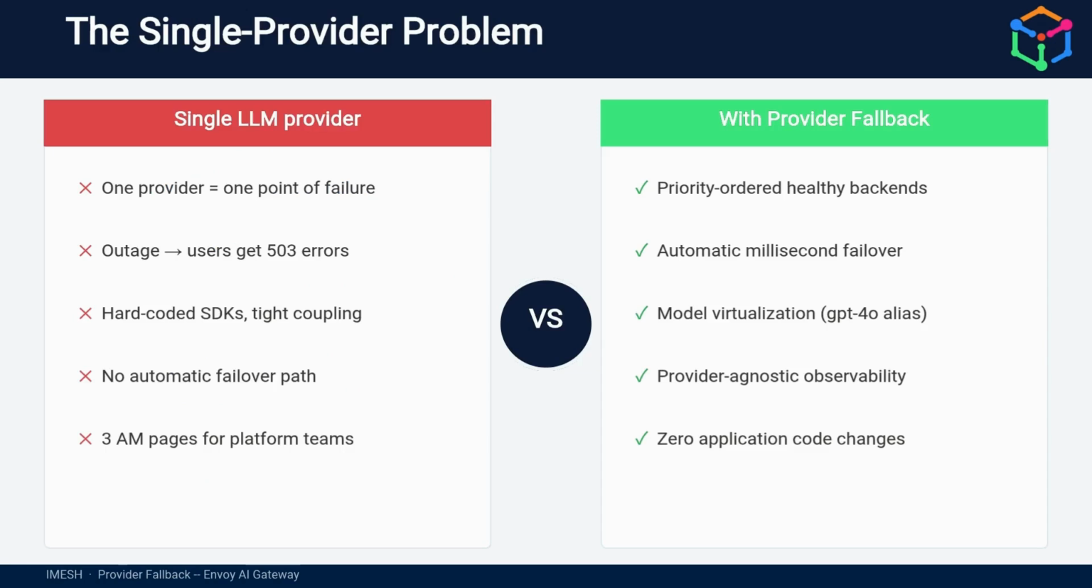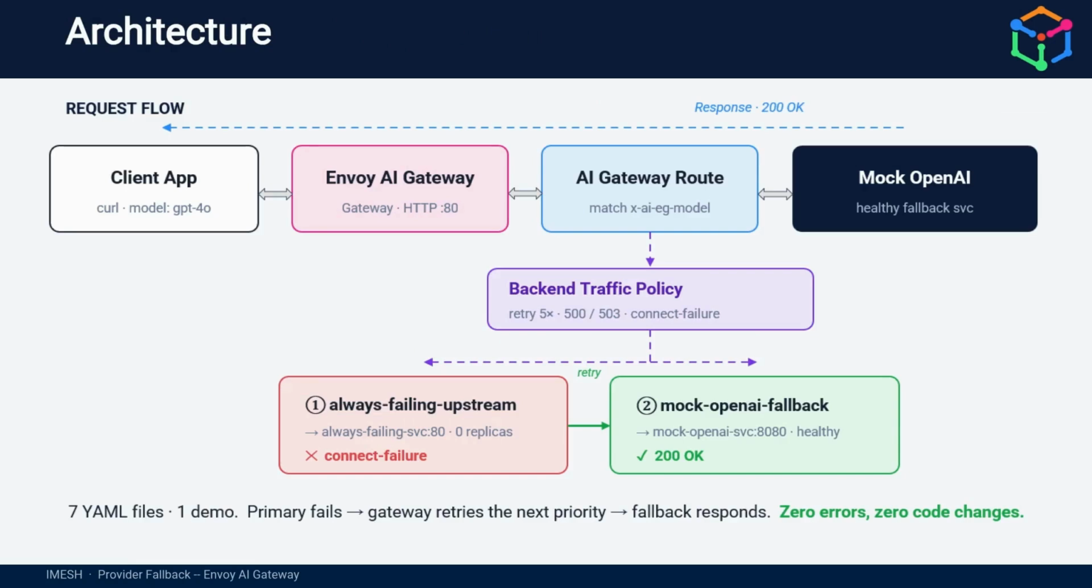Most AI applications depend on a single provider. If that provider becomes unavailable, requests fail, users see errors, and platform teams are forced to react. Provider fallback solves this by defining multiple providers in priority order. If the primary fails, Envoy AI Gateway automatically routes traffic to the next healthy backend. The application continues working as if nothing happened. Let's see how the flow works.